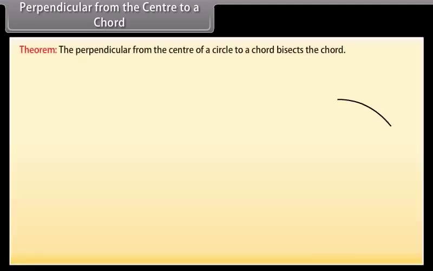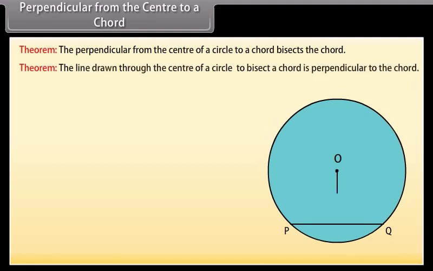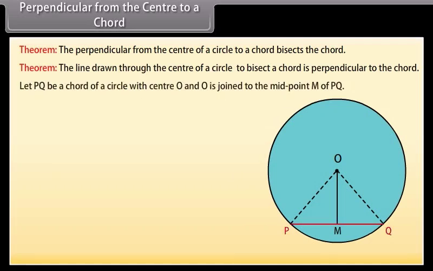Perpendicular from the center to a chord. The next theorem says that the perpendicular from the center of a circle to a chord bisects the chord. Its converse is, the line drawn through the center of a circle to bisect a chord is perpendicular to the chord. Let's prove it. Let PQ be a chord of a circle with center O, and O is joined to the midpoint M of PQ.